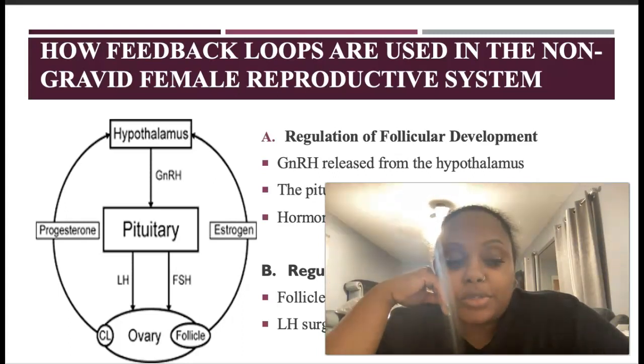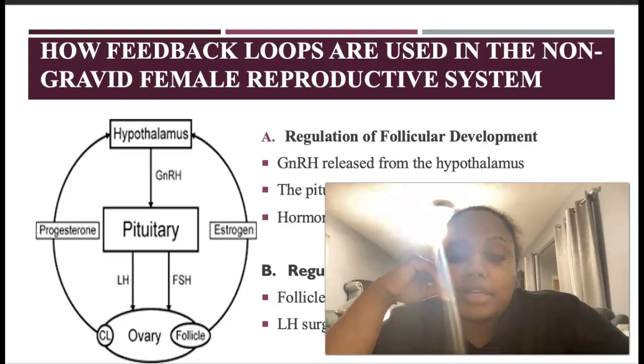These hormones also trigger an increase in the production of the hormone estrogen. As the estrogen levels rise, it turns off the production of FSH.